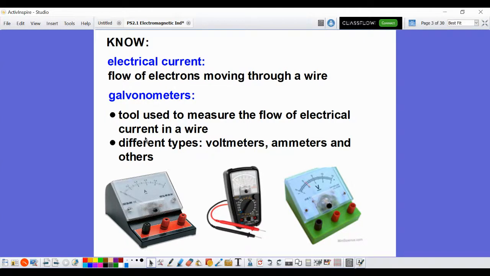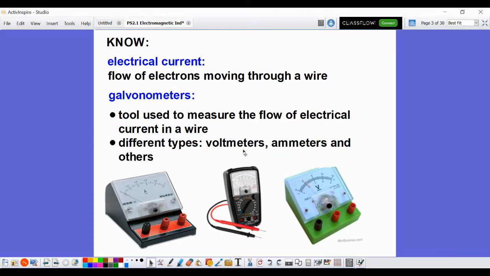So I want you to write these down for the 2 bullet points that you have in your notes. The first one is the definition of a galvanometer, and the second one is the idea that it is a different type. And those different types are given the names voltmeters, ammeters, and there's a wide variety of other things as well. Those are not the only types, okay? So just be familiar with that.